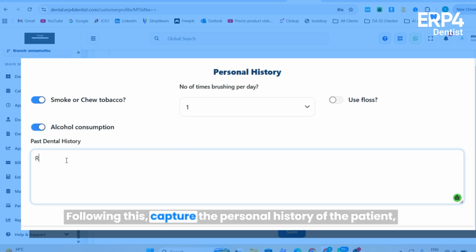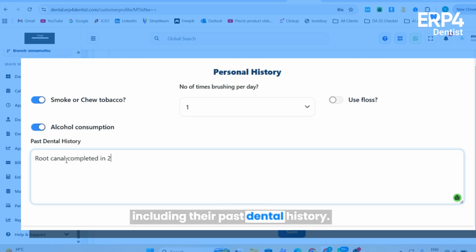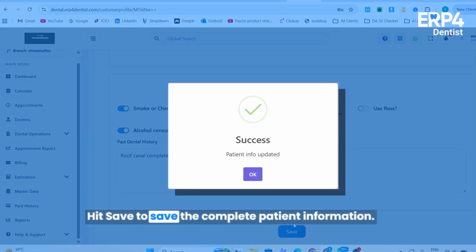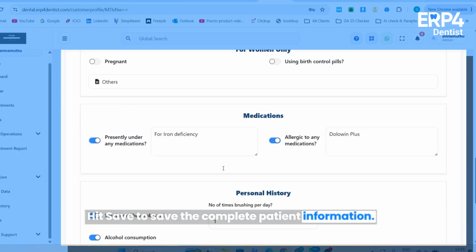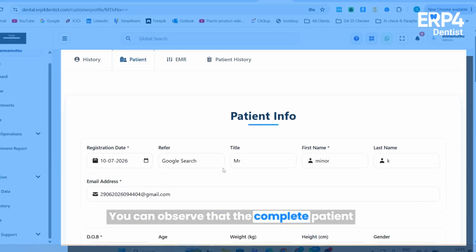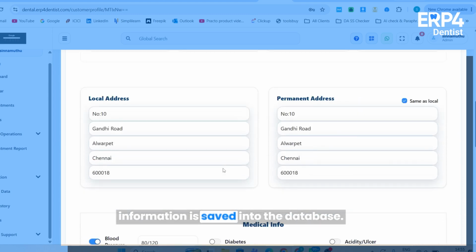Following this, capture the personal history of the patient, including their past dental history. Hit Save to save the complete patient information. You can observe that the complete patient information is saved into the database.